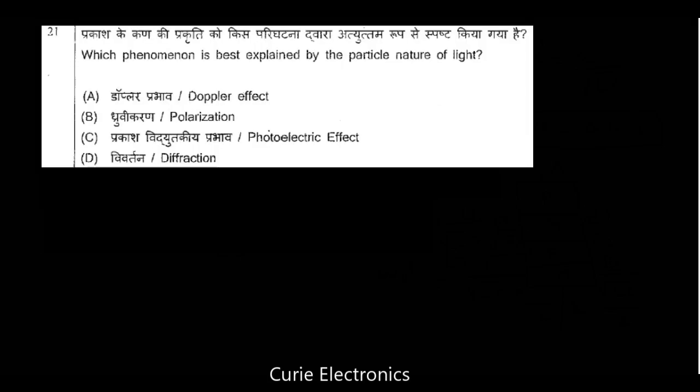Which phenomenon is best explained by the particle nature of light? That is the photoelectric effect. Photoelectric effect, what it says, when light falls on a photoelectric material, electrons are emitted from it. That can be explained best with the particle nature of light. But the diffraction, Doppler effect, polarization, these all are based on the wave nature of light.